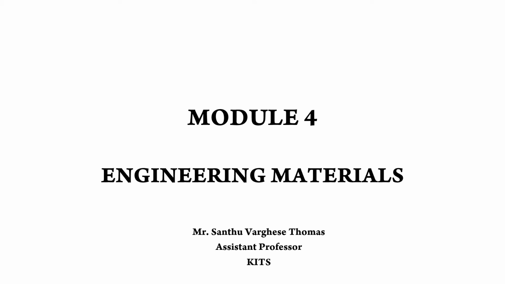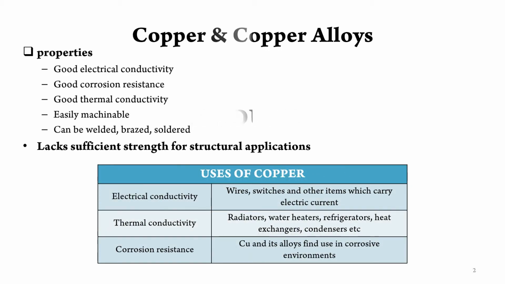Module 4, engineering materials. In the first class we covered cast iron, steel, and various alloys. We will study materials in the alloys. First, we are studying copper and its alloys. Let's look at the properties of copper.